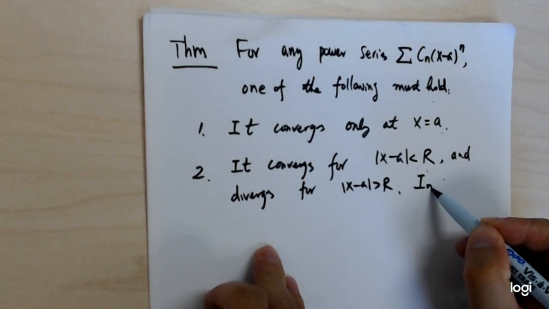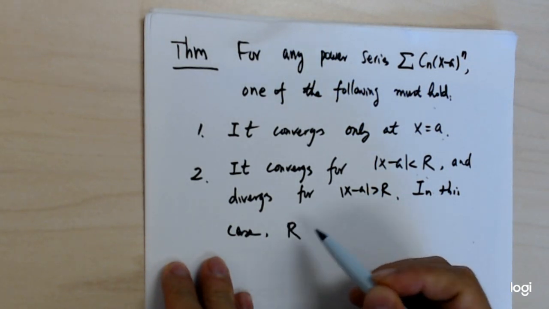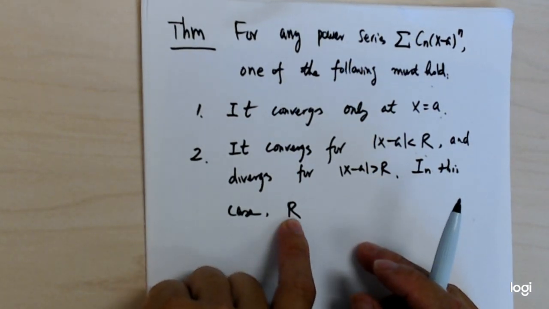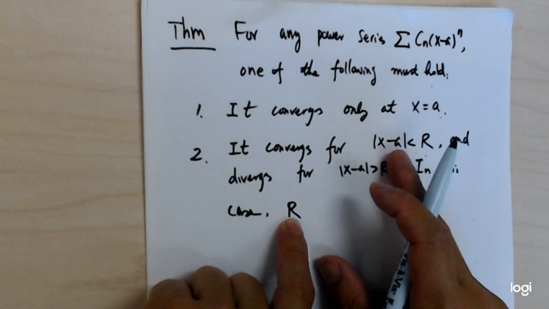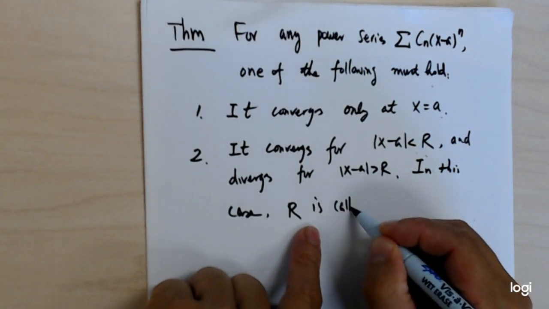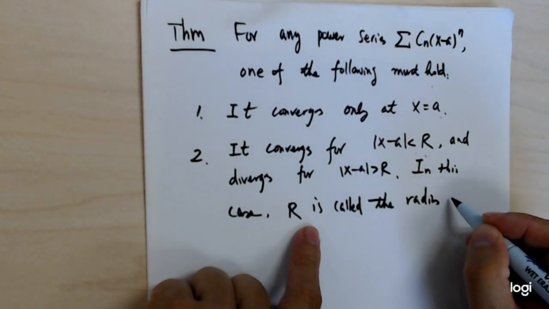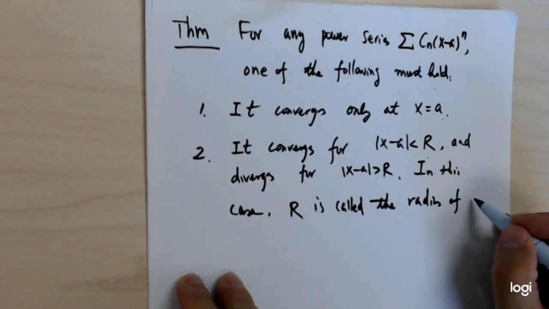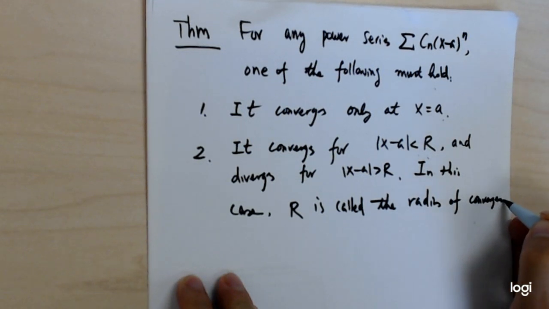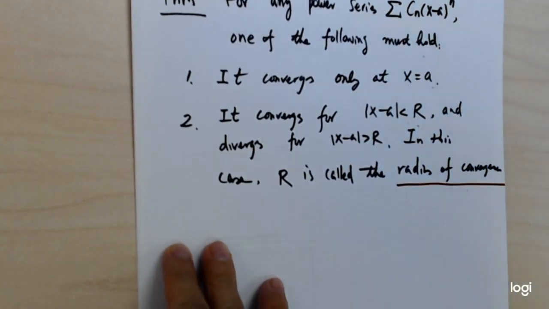If that's the case, R obviously measures the size of the interval, how big the interval is. So we call this the radius of convergence. This is just a concept really, and it is somewhat important, so you need to know what radius of convergence means. R is called the radius of convergence. In the previous example, if you can pause for a minute and look back, the radius of convergence was 1.